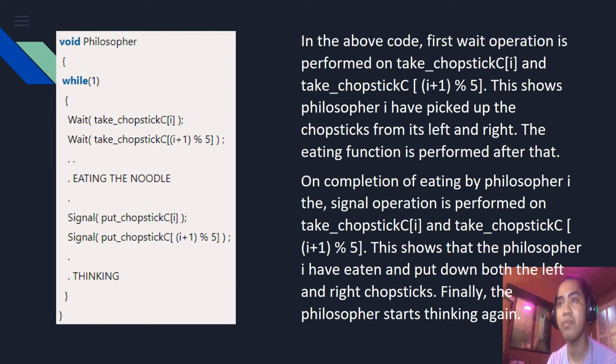In the above code, first the wait operation is performed on chopstick[i] and chopstick[(i plus 1) percent 5]. This shows that philosopher i has picked up the chopsticks from its left and right. The eating function is performed after that. On completion of eating by philosopher i, the signal operation is performed on chopstick[i] and chopstick[(i plus 1) percent 5]. This shows that philosopher i has eaten and put down both the left and right chopsticks. Finally, the philosopher starts thinking again.